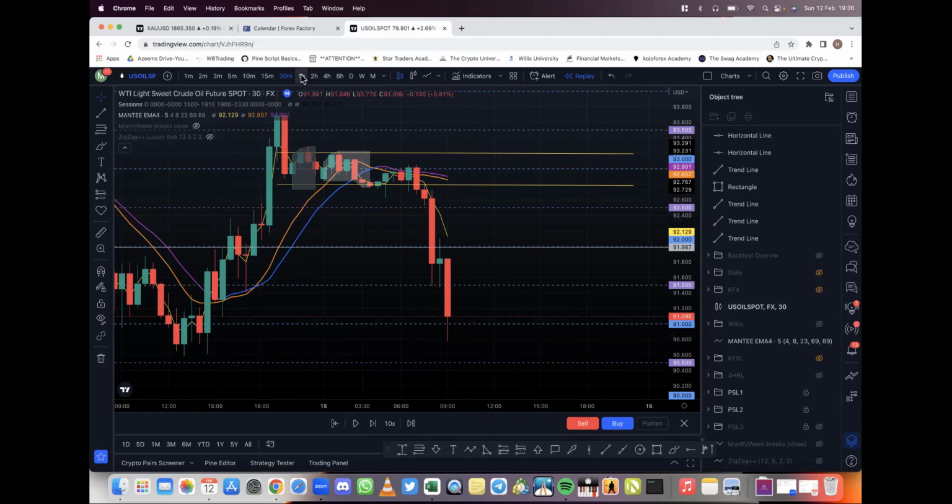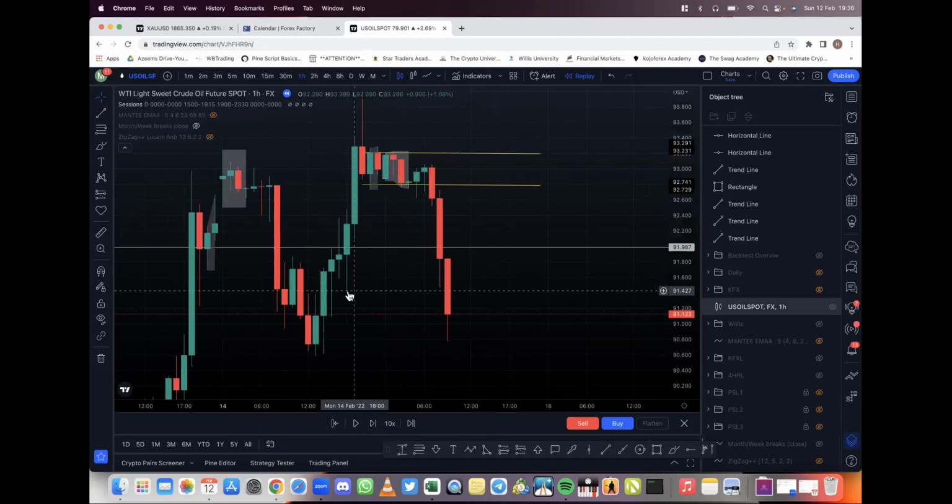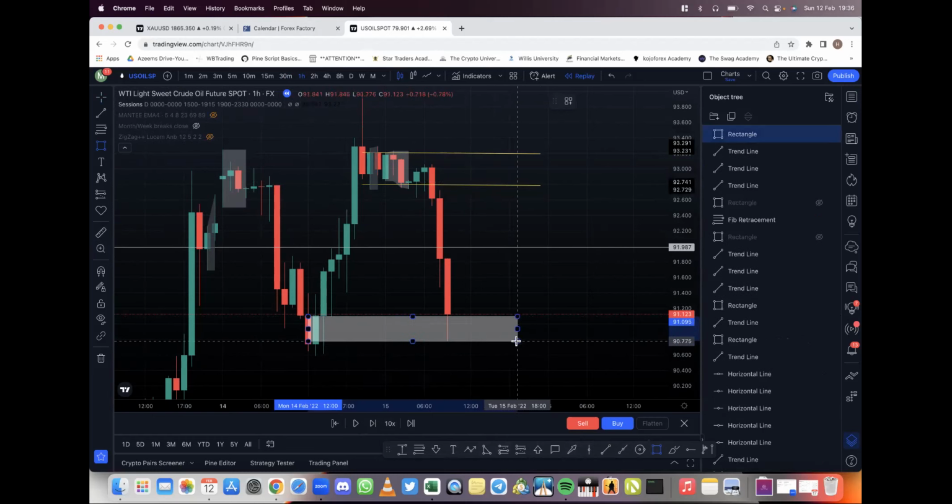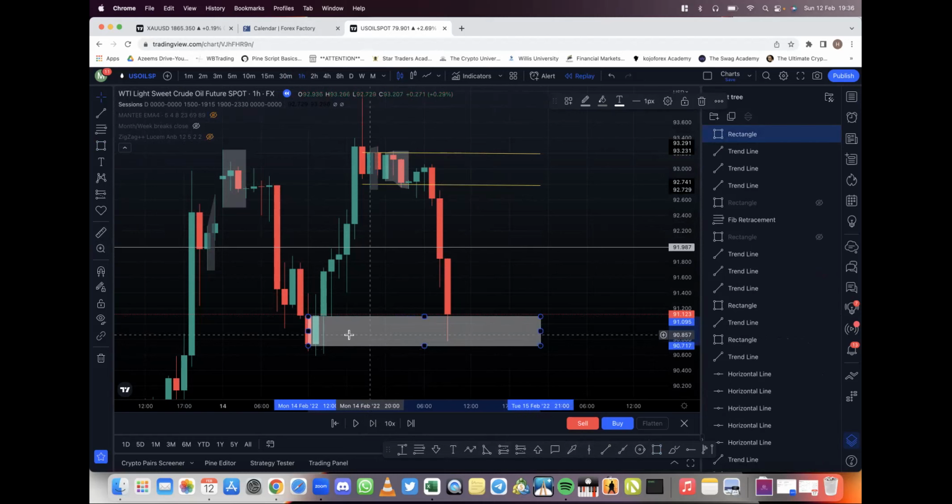If you look at this on the 1 hour, you see aggressive buying from where? Here. This is the order block. This is the order block here. That is the drop before the aggressive selling. So this is the area we are looking for them to come. Do you understand?